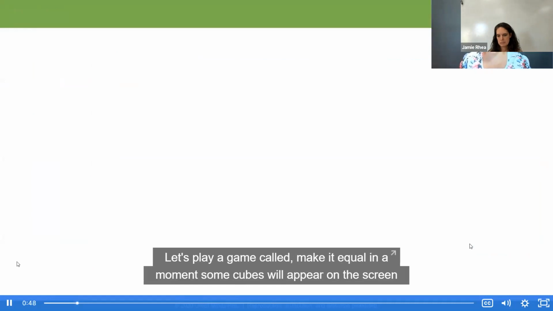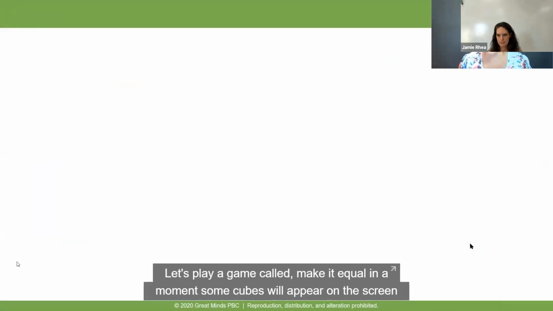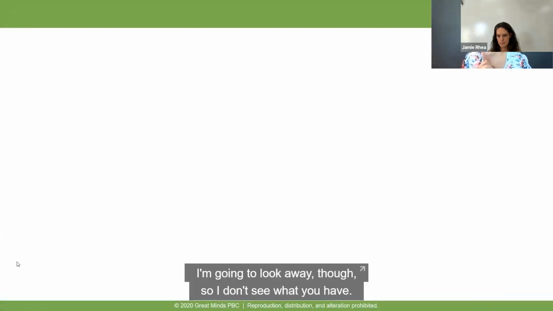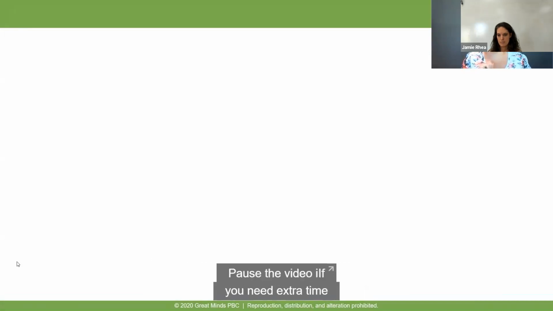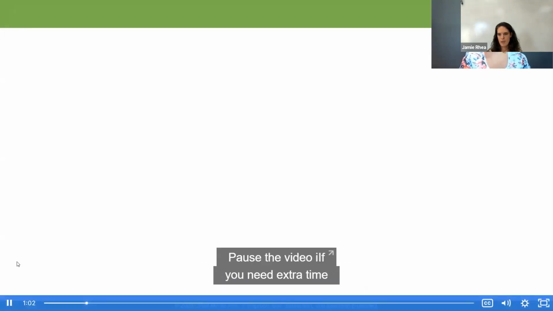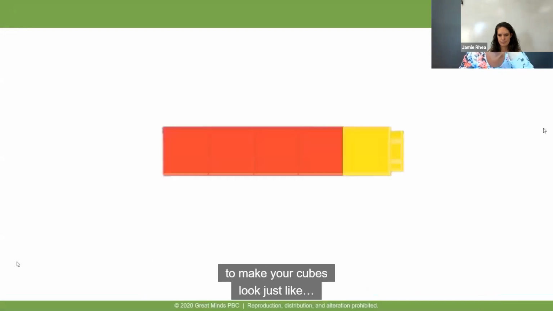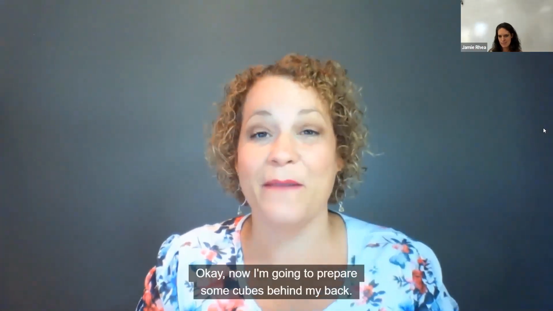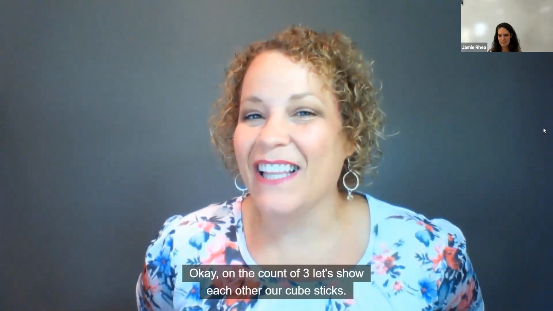Let's play a game called Make It Equal. In a moment, some cubes will appear on the screen, and I want you to make your cubes look just like those cubes. I'm going to look away though, so I don't see what you have. Pause the video if you need extra time to make your cubes look just like this. Okay, now I'm going to prepare some cubes behind my back. Okay, on the count of 3, let's show each other our cube sticks. Ready? 1, 2, 3.